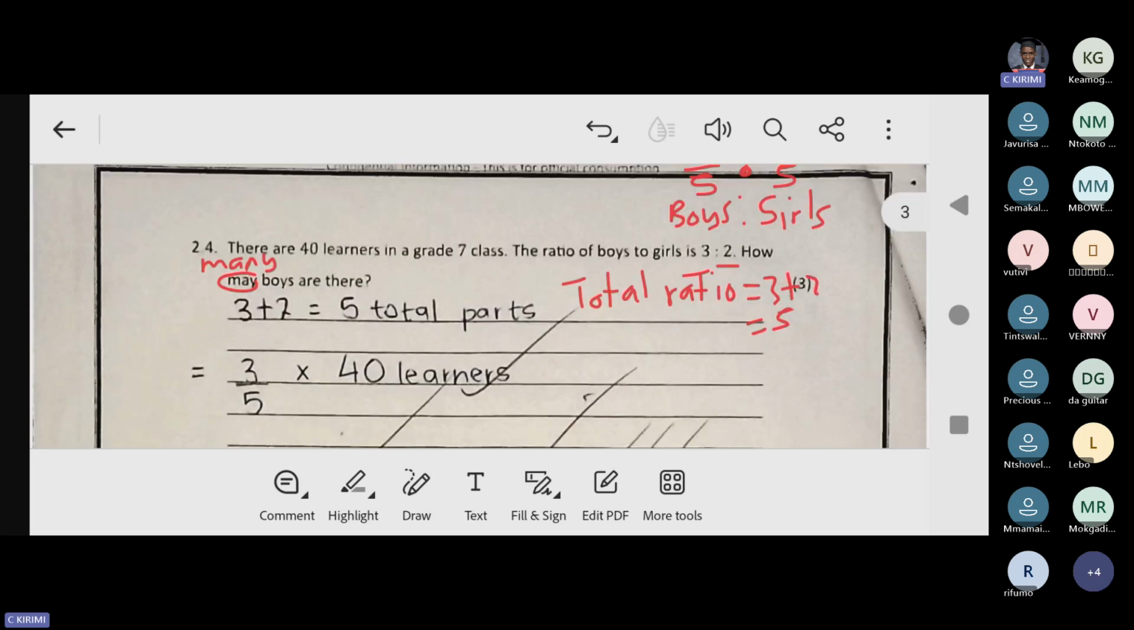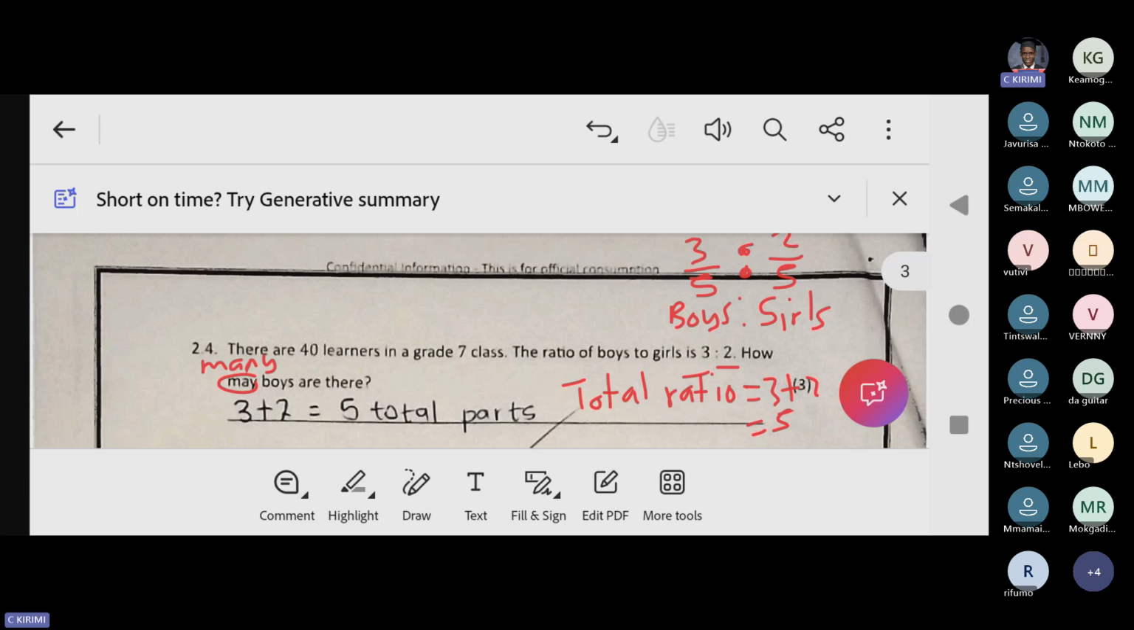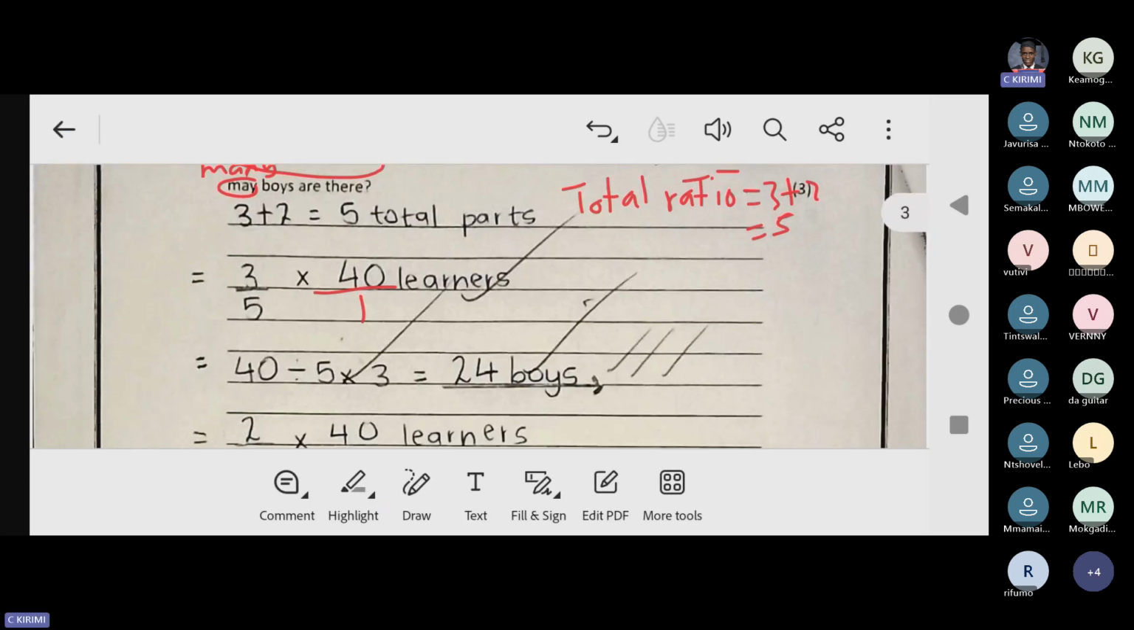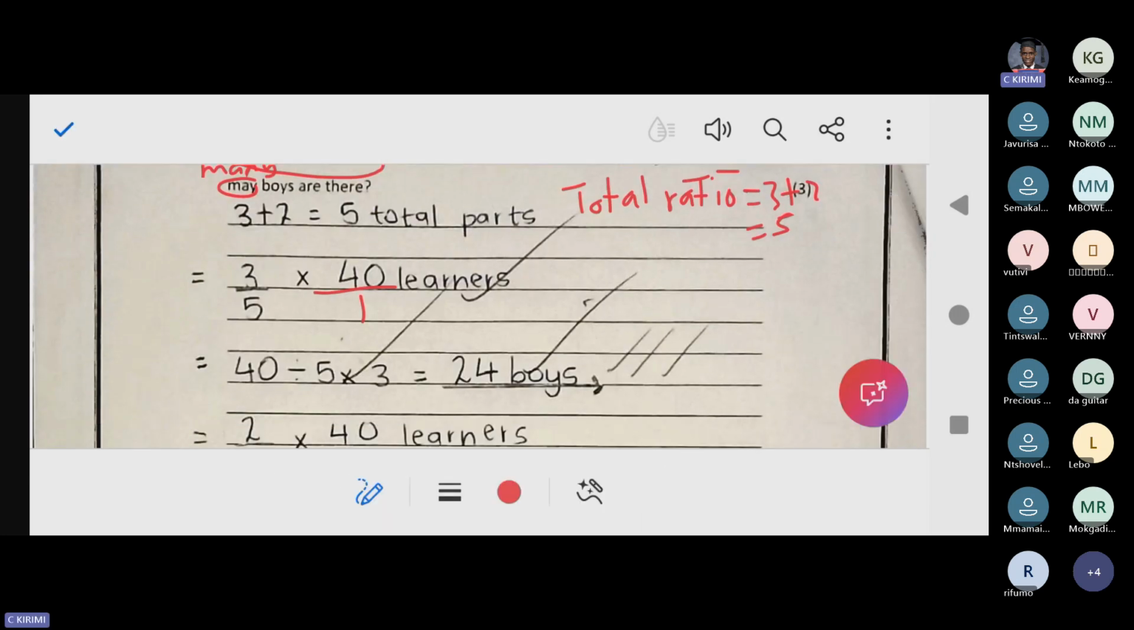So if they want to know how many boys are in class, we are talking of 3/5 of the number of learners. So 3/5 of the number of learners is 3/5 multiplied by 40 over 1. Then you multiply numerator times numerator, denominator times denominator. 3 times 40, you get 120. 5 times 1, you get 5.